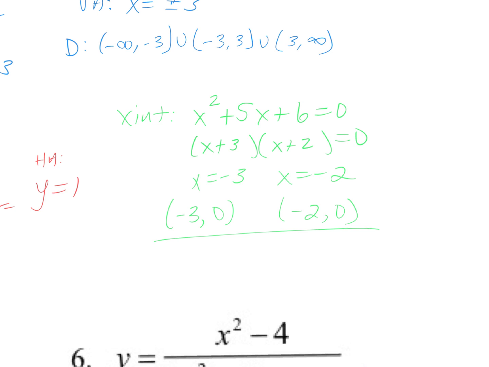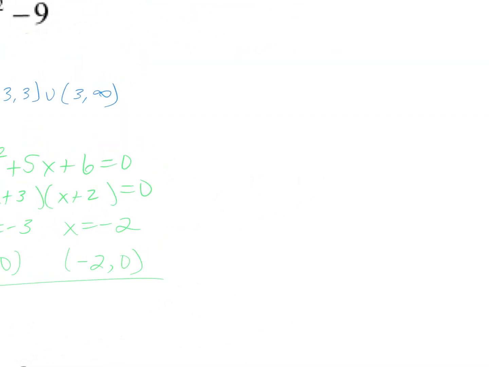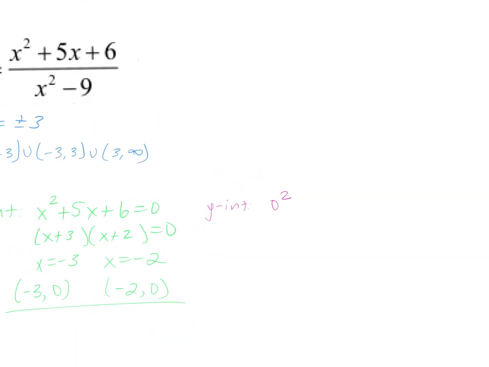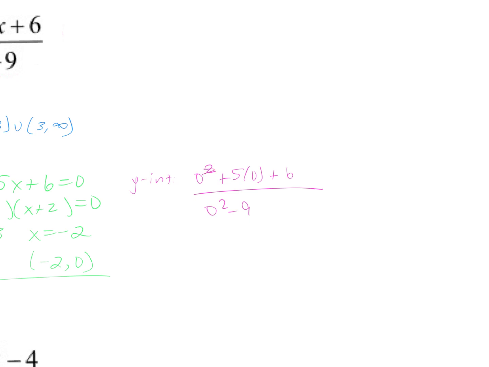How do I find the y-intercept? You're going to plug in 0 for all of the x's. So I say, okay, 0 squared plus 5 times 0 plus 6 over 0 squared minus 9. This is how you guys will show me work. If you're going to simplify this, this cancels, so you have 6 over negative 9. What does that equal? Negative 2 over 3. That is an intercept, so how am I going to write it? I plugged in 0 for x, and I got out negative 2/3 for y. There's your y-intercept. Anybody have any questions so far?